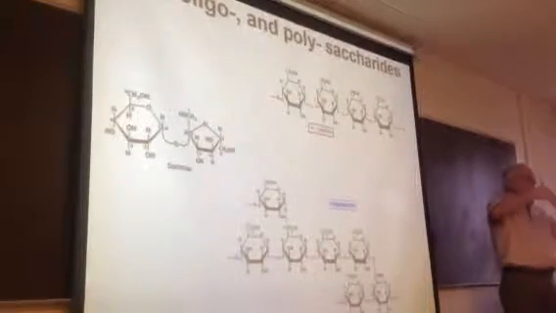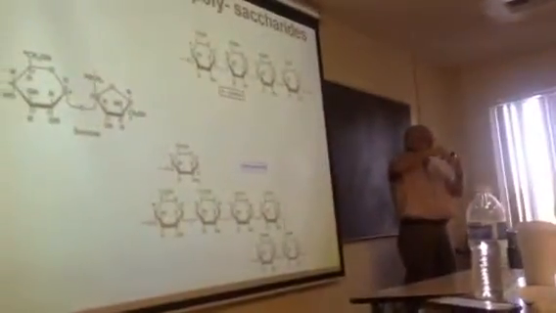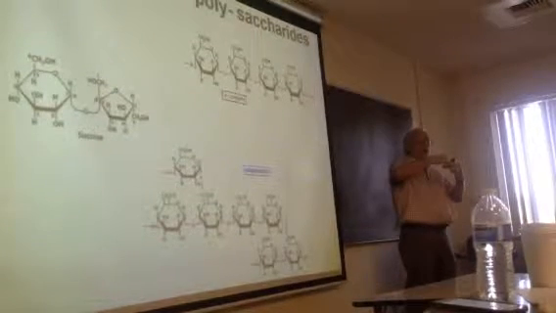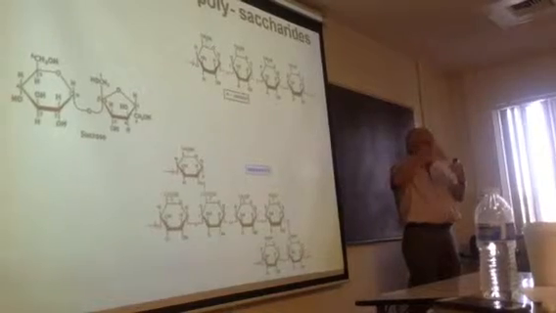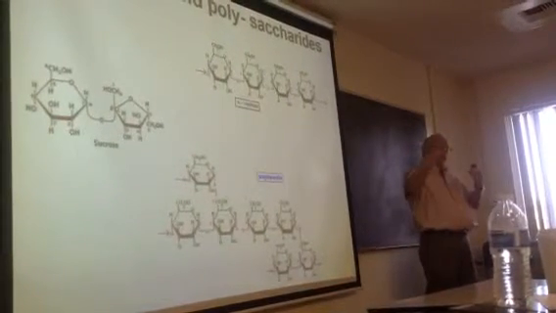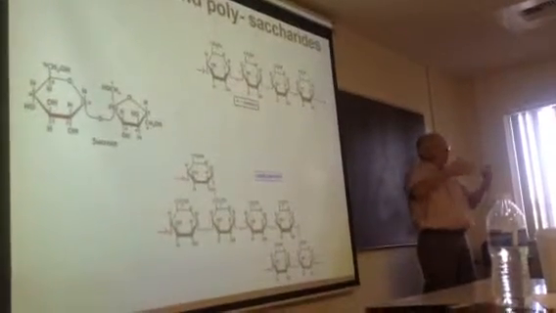...monosaccharide by a glycosidic bond. The bond to that anomeric carbon. But it's not just toxic things that are attached there. This glycosidic bond can be used to attach one sugar to another sugar. And that's how you make a disaccharide, or trisaccharide, or starch.